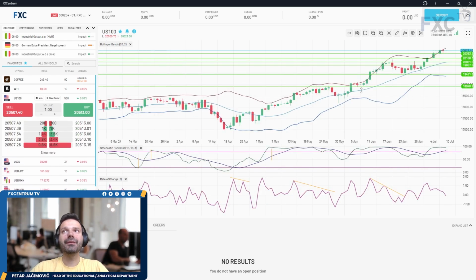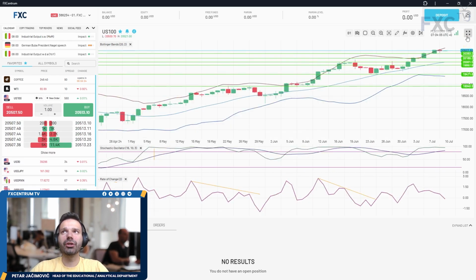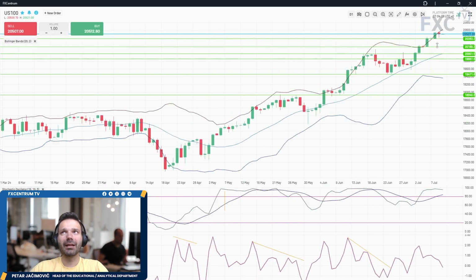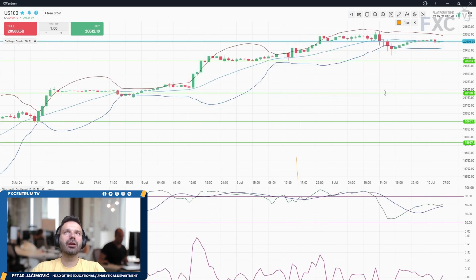On the US 100, we can see that we had pretty much a doji candle, an indecision day, around this upper Bollinger Band. So we can see also here that we had a bear divergence on the rate of change, which can result at least in a pullback on the US 100, but still we don't have a confirmation. On the hourly time frame, we can see that there was a selling here. The market did a natural rally.